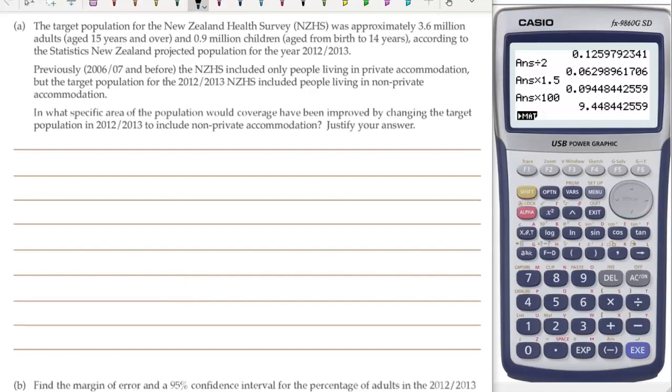So the previous versions of this only looked at respondents that were in private accommodation. Non-private accommodation would include facilities where people are looked after, such as retirement homes or villages. And that's important in this kind of survey because we would want to be able to know what's happening with older people within New Zealand.